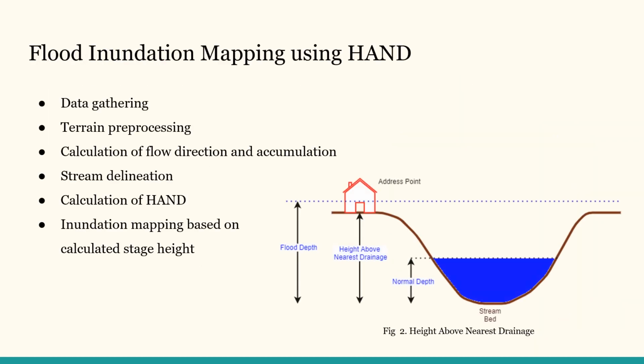The data required for HAND is the digital elevation map, which holds the elevation of each point in the pixel in the raster. Terrain pre-processing is done on this raster for accurate calculation of flow direction and accumulation. HAND values are calculated for each point considering the vertical height of that point from the stream bed. Finally, these HAND values are compared with the predicted stage height, and if the HAND value is less than the stage height, it is considered as flooded.